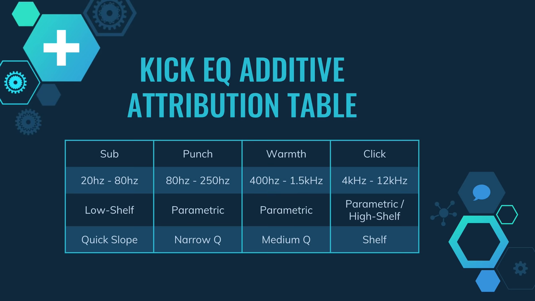So with the sub, it's going to be a slow slope Q width. With the punch, narrow Q. With the warmth, medium Q width. And with the click, you want something a little bit more broad stroke, like a shelf.